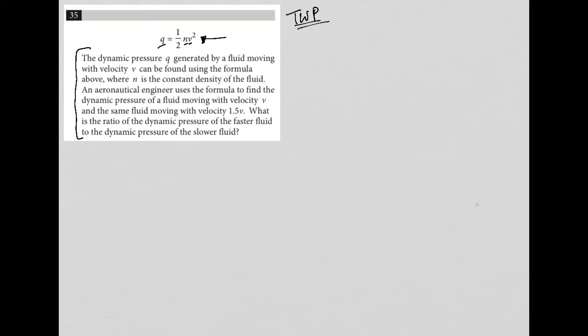to definitely write down any quantitative information. So the question says, the dynamic pressure Q, okay, so we know Q is pressure, generated by a fluid moving with velocity V can be found using the formula above, where N is the constant density of the fluid. Okay, so we understand what each of these are. So N is density, V is velocity, and Q is pressure. In fact, let me just write that down. Q equals pressure, V equals velocity, and N equals density.